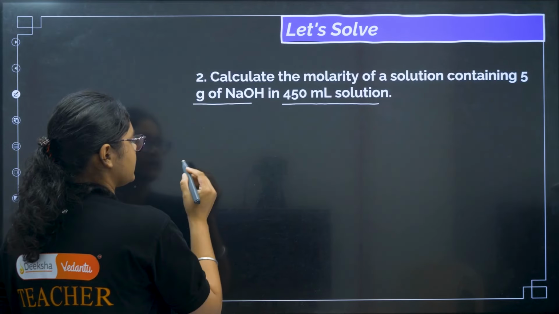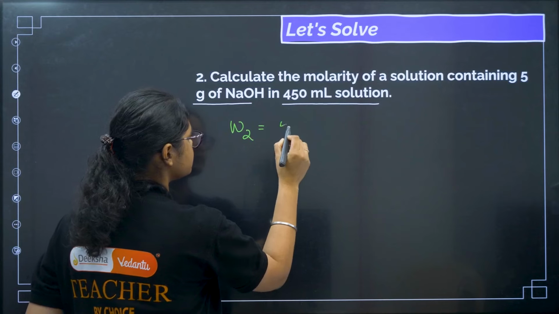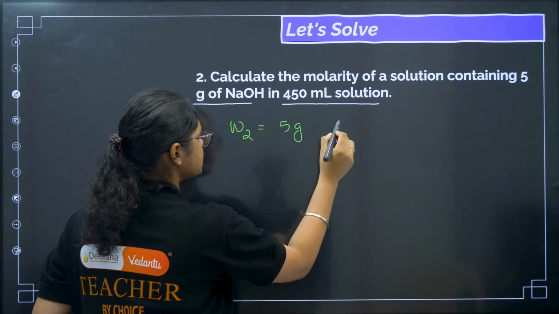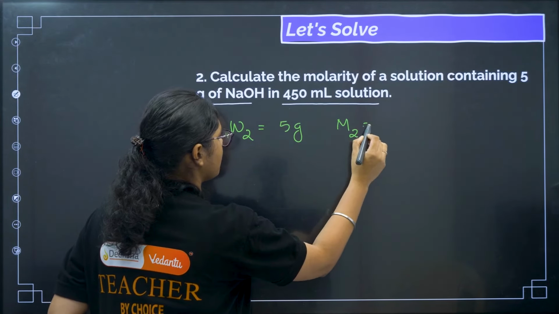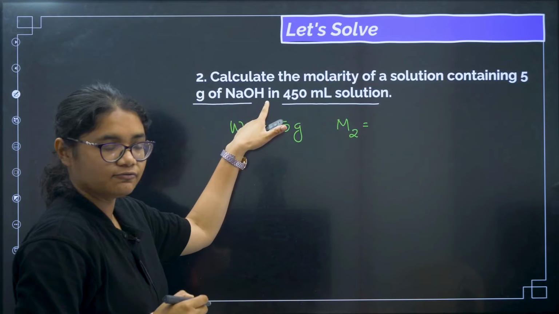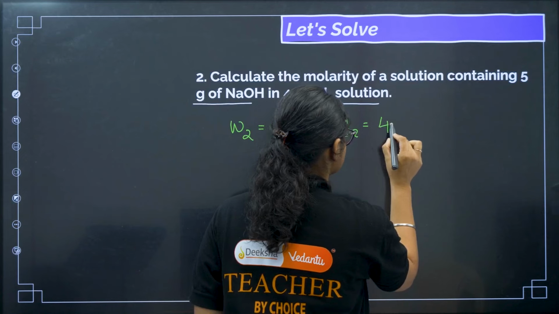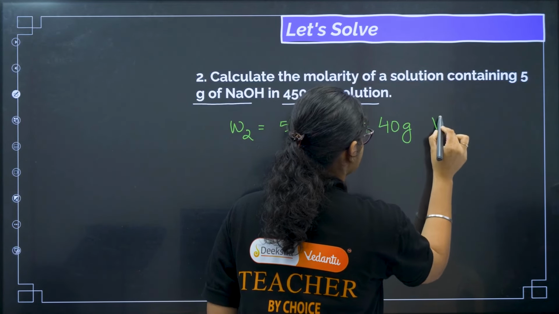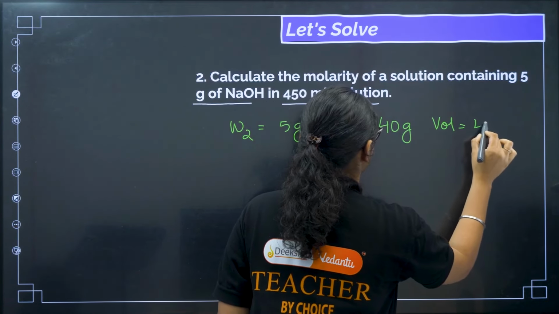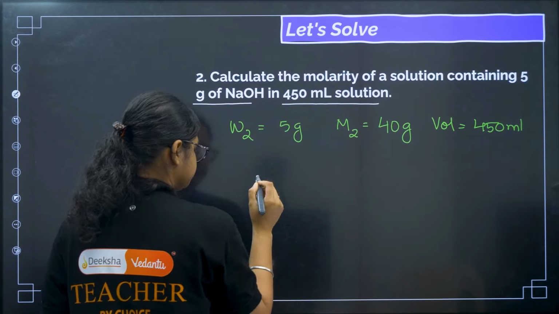Let us note down the data as given. So W2, the mass of the solute, is 5 gram, right? Now what is M2 here? Mass of NaOH, so that is 23 plus 1, 24, 24 plus 16 is 40. So mass of this one is 40 grams, right? Next, volume of solution is how much? 450 ml. Okay, now let us try this question.